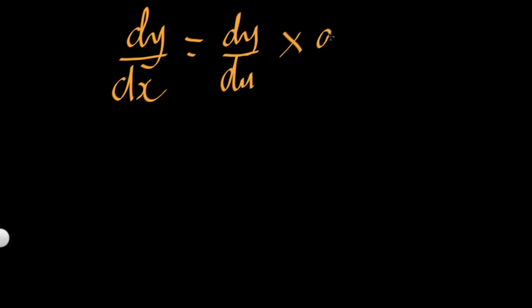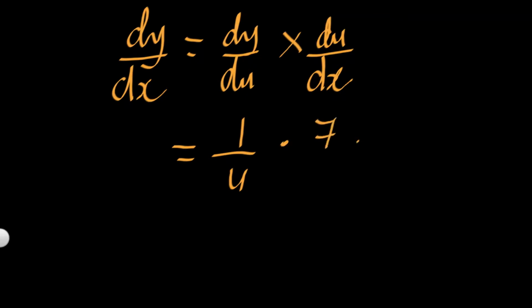Now from here we can finish up our question. We know that dy/dx is dy/du times du/dx. So this is 1 over u times 7. Now we know our u, so this is 7 over our u, which was 7x plus 8. I hope it's clear to everyone the kind of functions where you use the chain rule.